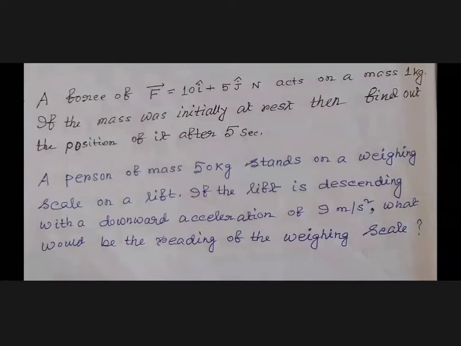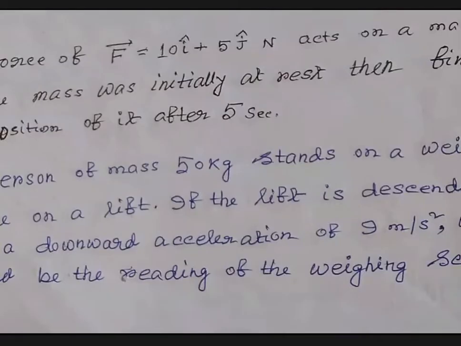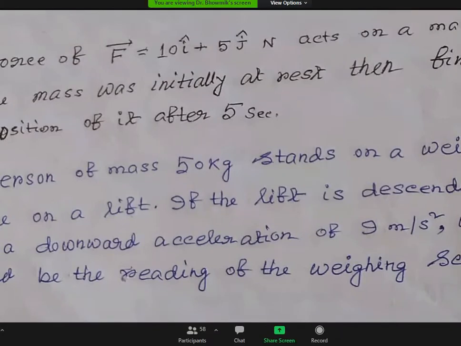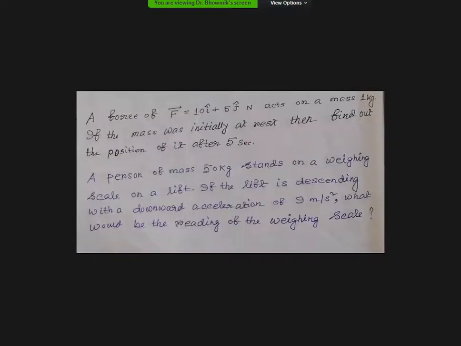Read the question very sincerely. A person of mass 50 kg stands on a weight machine, a weighing scale, in a lift. If the lift is descending with a downward acceleration of 9 meters per second square, what should be the reading of the weighing scale?